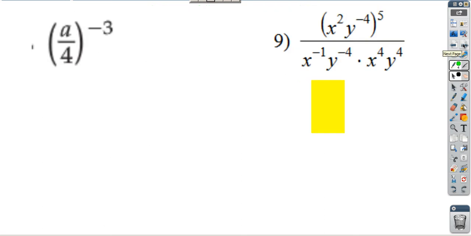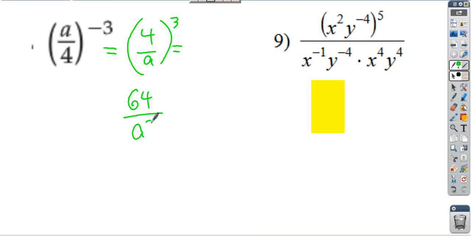Alright, slightly more complicated ones here. This one here, we're supposed to flip it and make it positive. So if we flip a over 4, we would get 4 over a. And now that's positive. 4 to the third is 64. And a to the third is just a to the third, or a cubed.